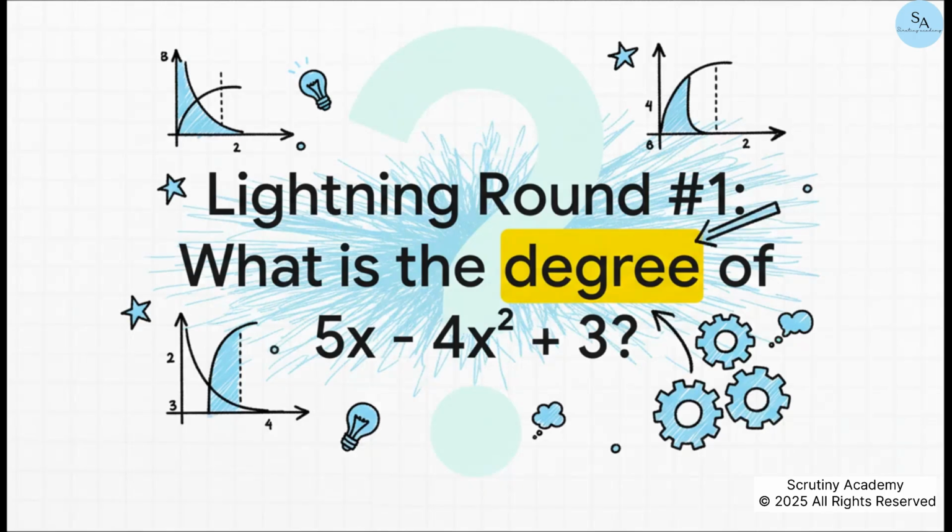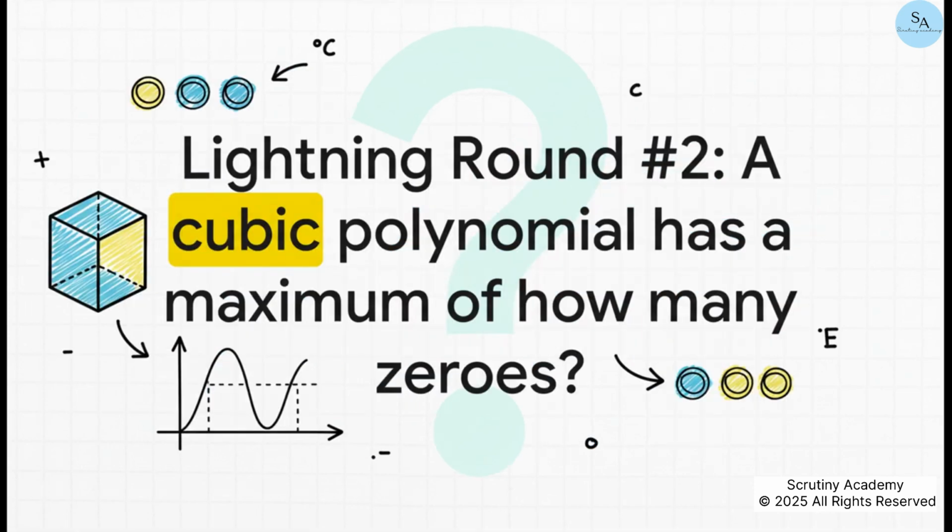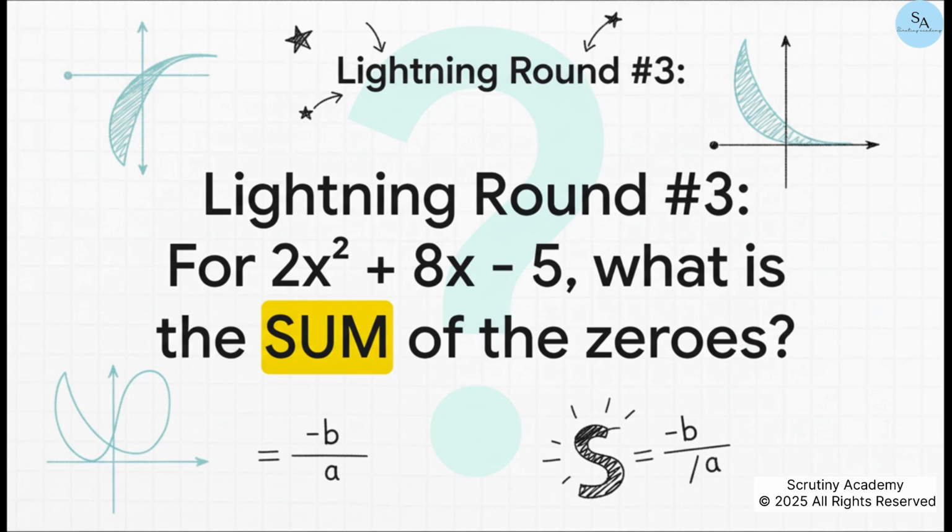Question 1. What's the degree of 5x minus 4x squared plus 3? Don't let the order fool you. The highest power is 2. The degree is 2. Question 2. A cubic polynomial. What's the degree of a cubic? It's 3. So what's the maximum number of zeros it can have? 3!